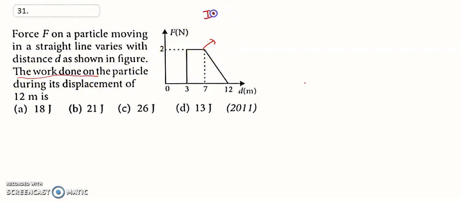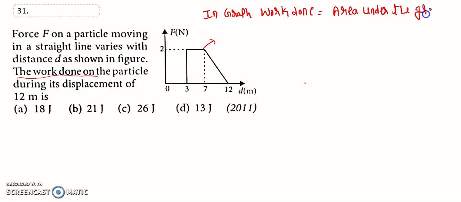in the graph, work done is equal to the area under the graph. Area under the graph means you have to find out the area. So let's find out the area. This is A, B, C, D, E.